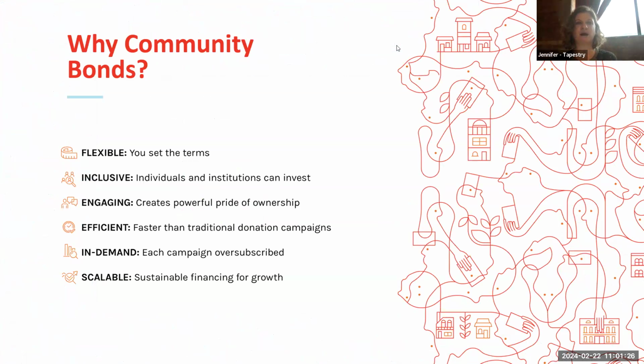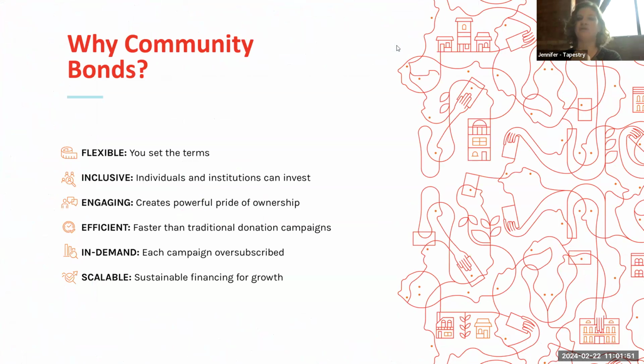So a little bit more about why an organization would select these. What's great for organizations is they can set the terms themselves, what works with their cash flow, what their community is interested in in terms of rates of return. We love them because individuals and institutions can both invest. We can create series that appeal to all types of investors.